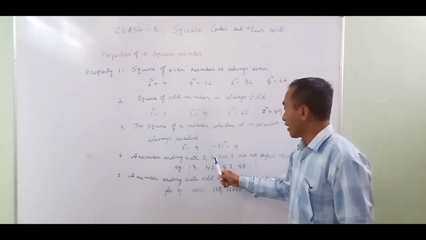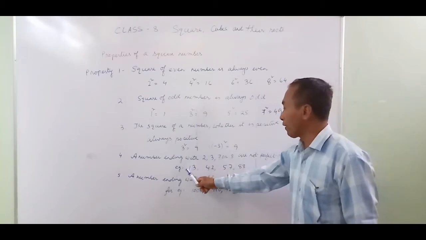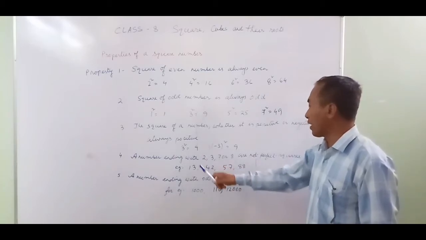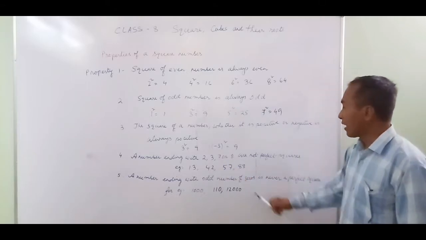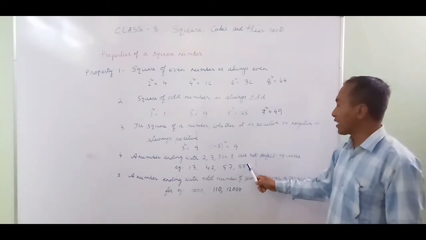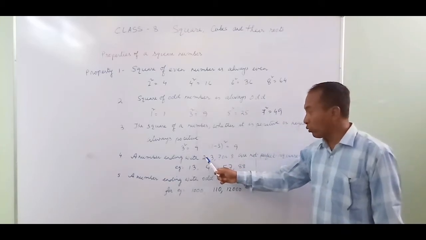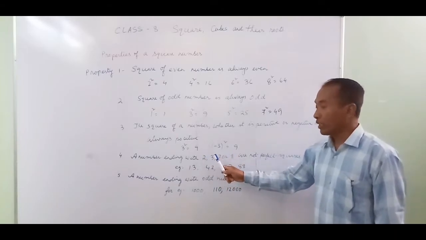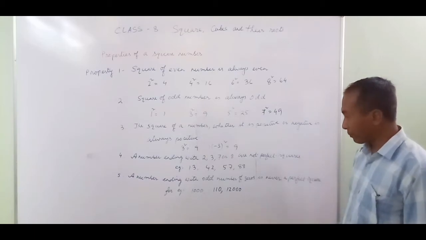For example, number ending with 3, 13 is not a perfect square. Number ending with 2, 42 is not a perfect square. Number ending with 7, 57 is not a perfect square. Number ending with 8, 88 is not a perfect square. So you will have to keep it in mind that numbers ending with 2, 3, 7 and 8 are not perfect squares.